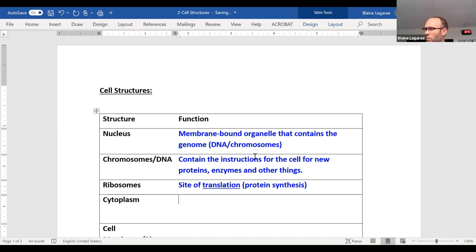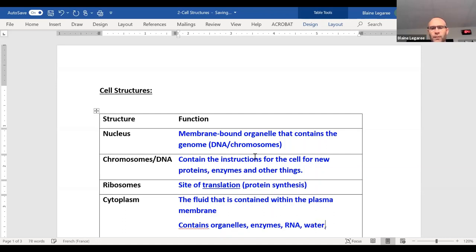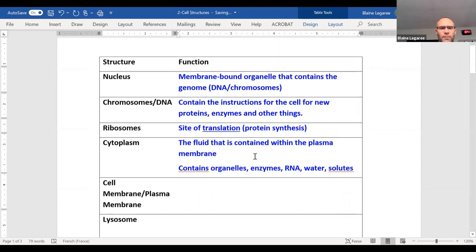Cytoplasm. So cytoplasm, this is the fluid or liquid that is contained within the plasma membrane. And maybe I'll make a second note. It contains organelles, enzymes, RNA, water, solutes, and all sorts of other goodies. So I'm going to move up a little bit here. Got a couple more to go here.